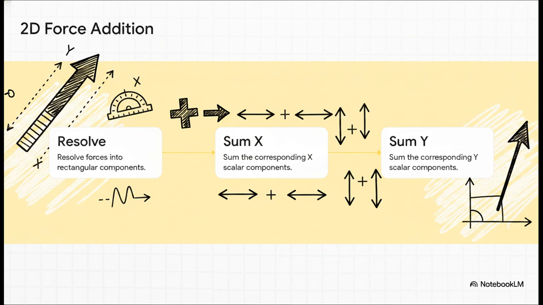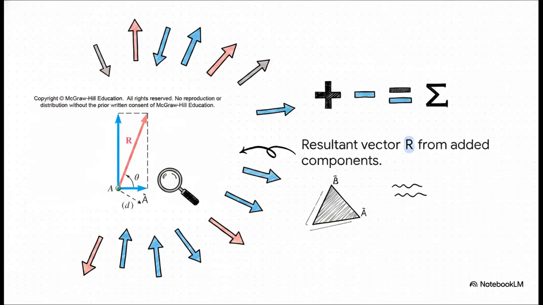Step 1. Resolve every single force into its rectangular components using sines and cosines. Step 2. Sum all the corresponding x scalar components together. Step 3. Sum all the corresponding y scalar components together. See? It's incredibly systematic. Once you've summed up all your x components and all your y components, you get the components of your resultant vector, which we label R.